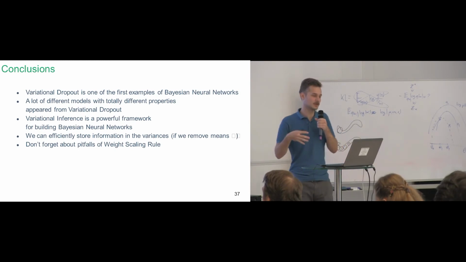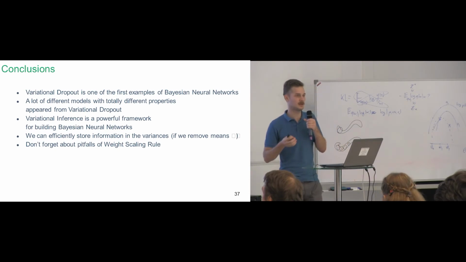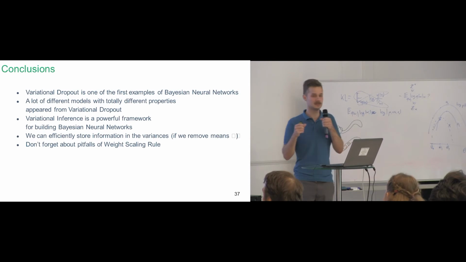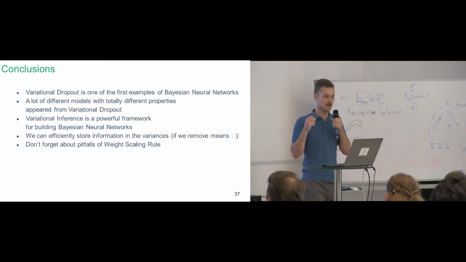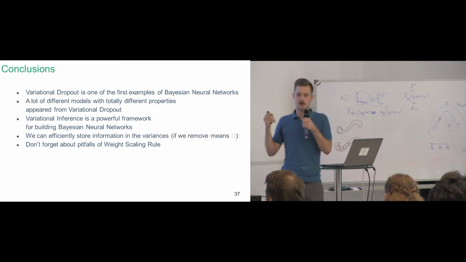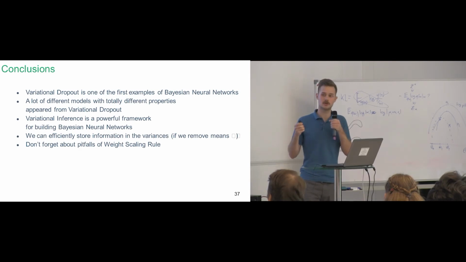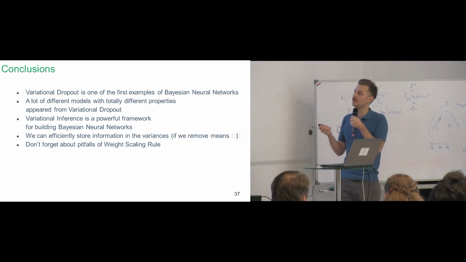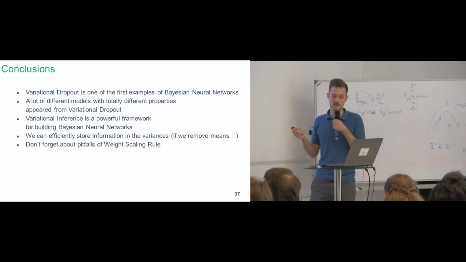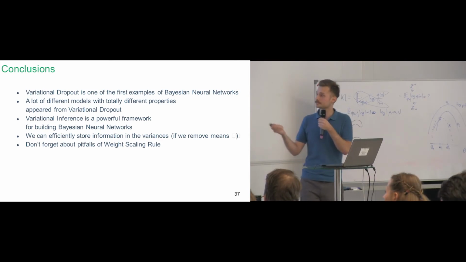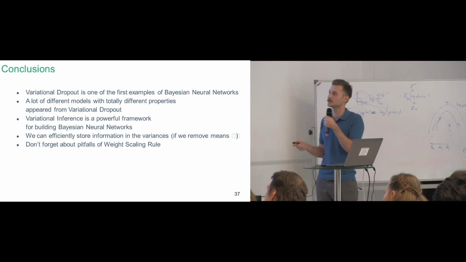We also see that variational inference is a powerful framework for building Bayesian neural networks, and it looks pretty simple, but it requires very hard attention to the details, such as variance of the gradients and inference at the test stage. Also, we saw that we can efficiently store information in the variances if we remove all the means. And one more thing, don't forget about the pitfalls of the weight scaling rule.